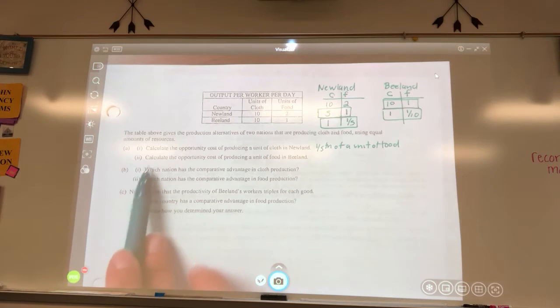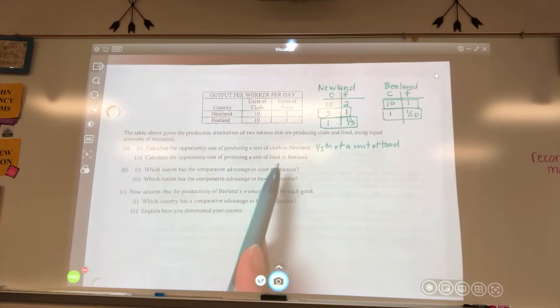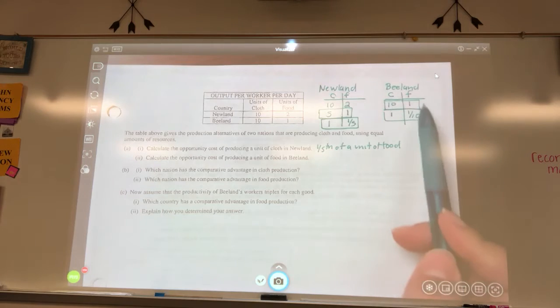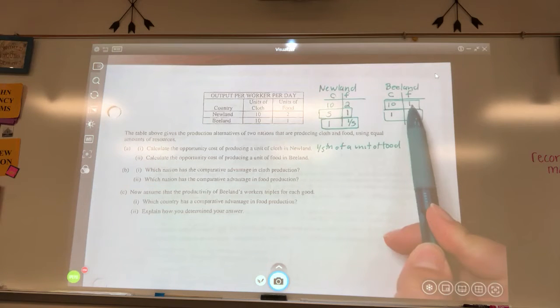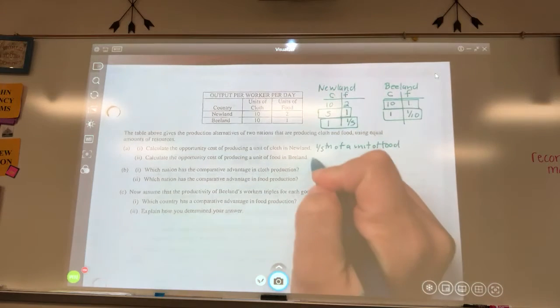Now let's look at part 2. Calculate the opportunity cost of producing a unit of food in Beeland. So I need to look at where food is what? 1. What is their opportunity cost? What are they giving up? 10 units of cloth.